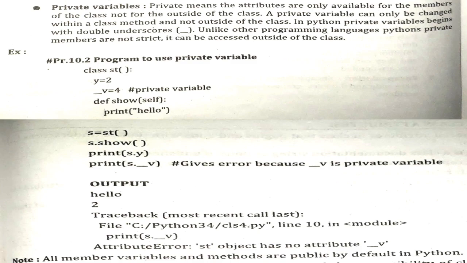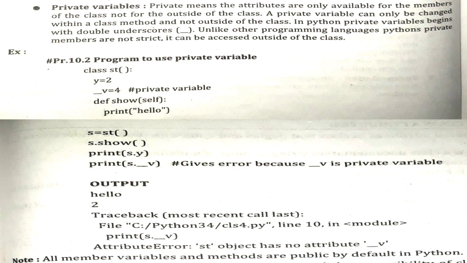And as in other programming languages, public variables can be easily accessed outside of the class, but private variables we cannot access outside of the class. The same rule and regulation is there in Python also. Whenever we try to print s dot y, y is a public variable, so we are not going to have any error.